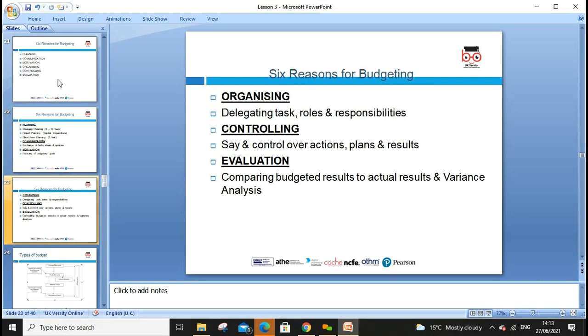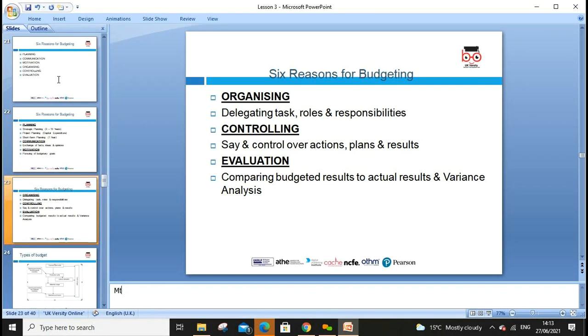Okay, then the next reason we're looking at is organizing, delegating tasks, roles, and responsibility. So we can delegate through the budget as well, how much budget is required. When we delegate the responsibility, you should delegate the budget as well. Control is a corrective action against the plan. So what went well, what did not go well, what corrective action we can learn from it in future, we can adjust our operation, and that will help to achieve our organization objective.